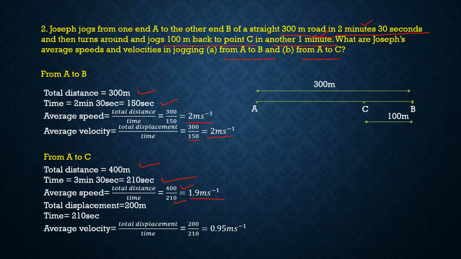Now displacement, A is the initial point, C is the final. So displacement is 300 minus 100, that is 200 meter, and time is 210 seconds. So average velocity is total displacement upon time, 200 divided by 210, that is 0.95 meter per second.